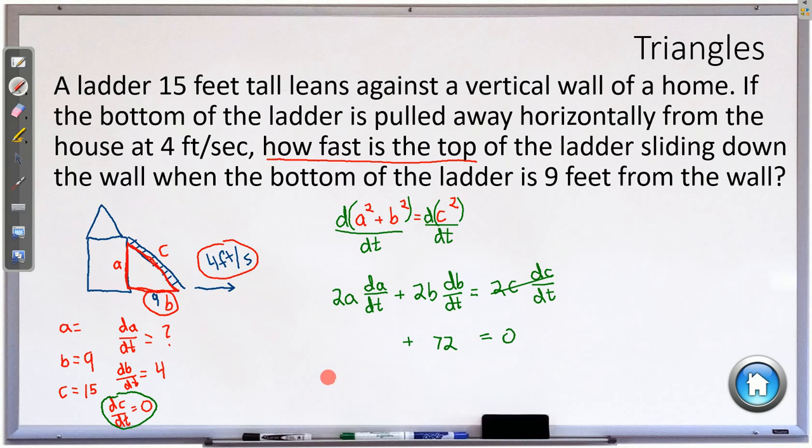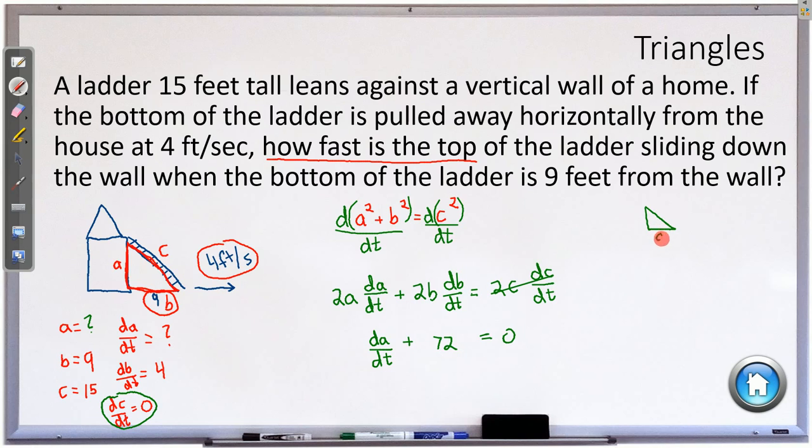Now over here, we're stuck a little bit. Do we know what dA dt is? No, but that is what we're trying to find. So that's going to stay there. We want to figure out what that equals. Do we know what A is? We don't know what A is. And so we have to figure that out. Thankfully, we can. This is just a right triangle.